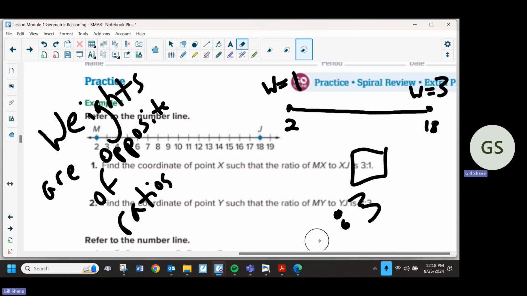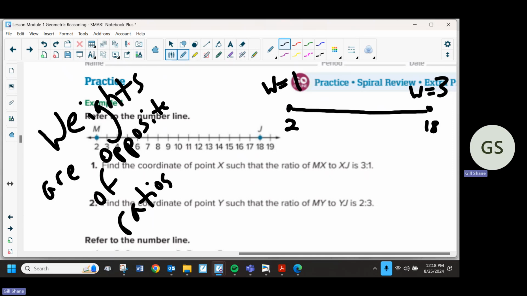You can erase or review, go back and look at what I did. Now, if I go ahead and solve it out using our weights method, that circling means multiply, remember?